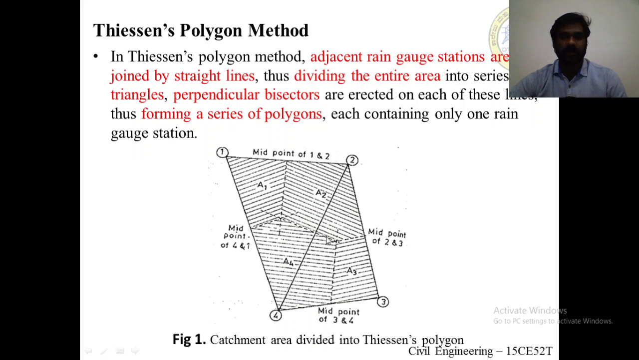I'll tell once more. See, the polygon thus formed by the perpendicular bisector around a station encloses an area which is everywhere closer to that station than any other station. That means any point on this polygonal area is closer to this station than any other station.